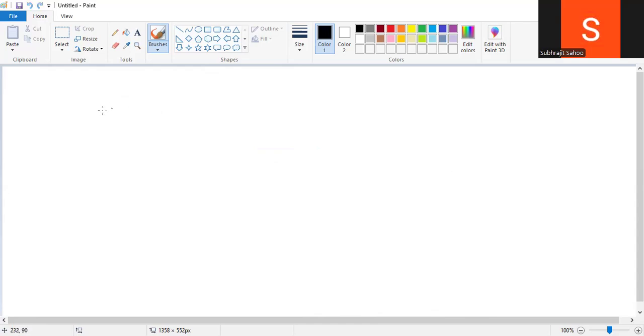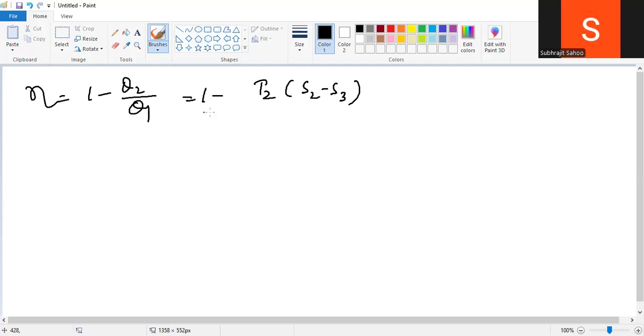Okay, what is the formula I have, sir? Eta equal to 1 minus Q2 by Q1. And what is the Q2 value? 1 minus T2 into S2 minus S3. And what is the Q1 value? T1 into S1 minus S4.